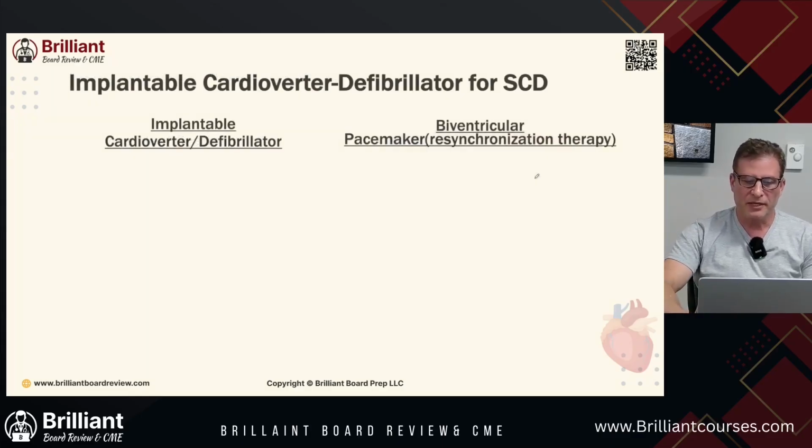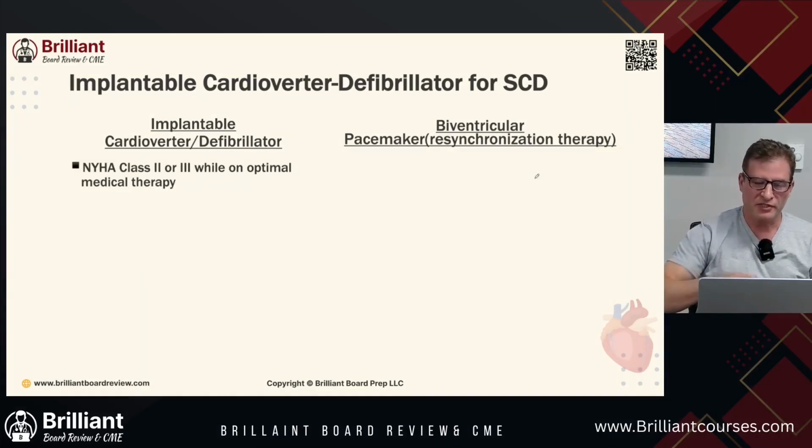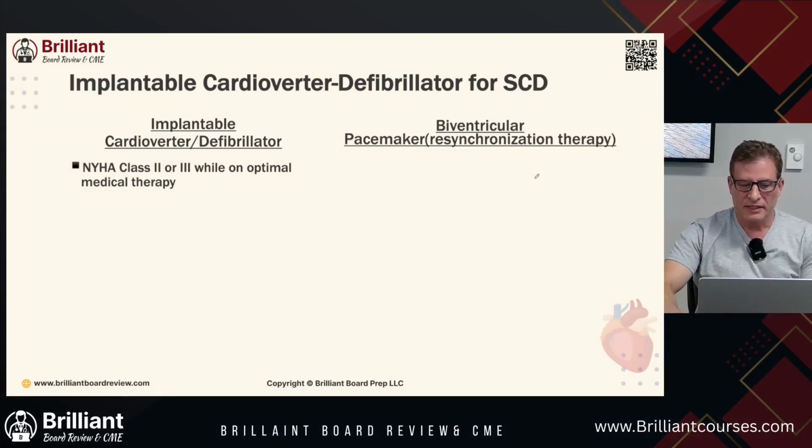All right, implantable cardioverter defibrillator for sudden cardiac death. So what is this? It's a combined ICD and cardiac resynchronization therapy device if the patient meets criteria for both. So when is it implanted? We're going to go first with the implantable cardioverter defibrillator. It's New York Heart Association class 2 or 3 while on optimal medical therapy. Expected survival greater than 1 year.